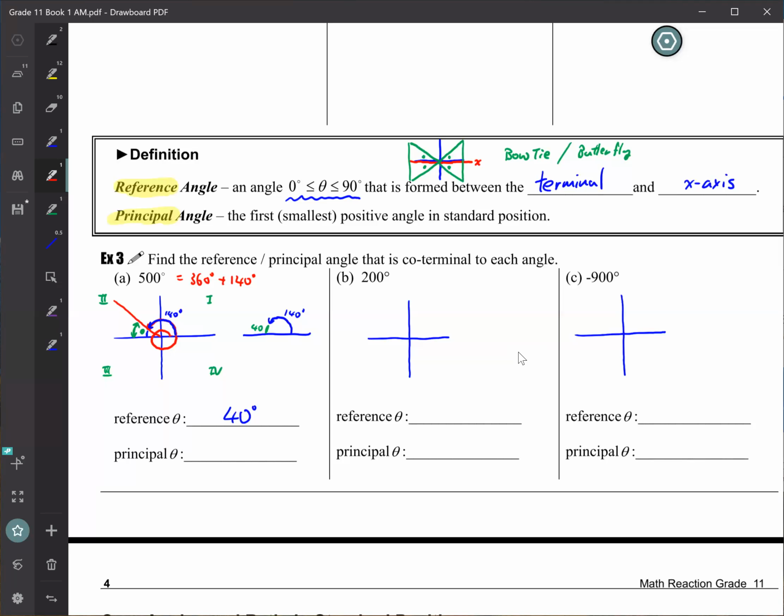Okay, can I check the answer for B first? Yosher, can you tell us which quadrant is angle B? 3. Yep, very good. So 180 and a little bit more, right? Quadrant 3. So our reference angle will be this part, right?